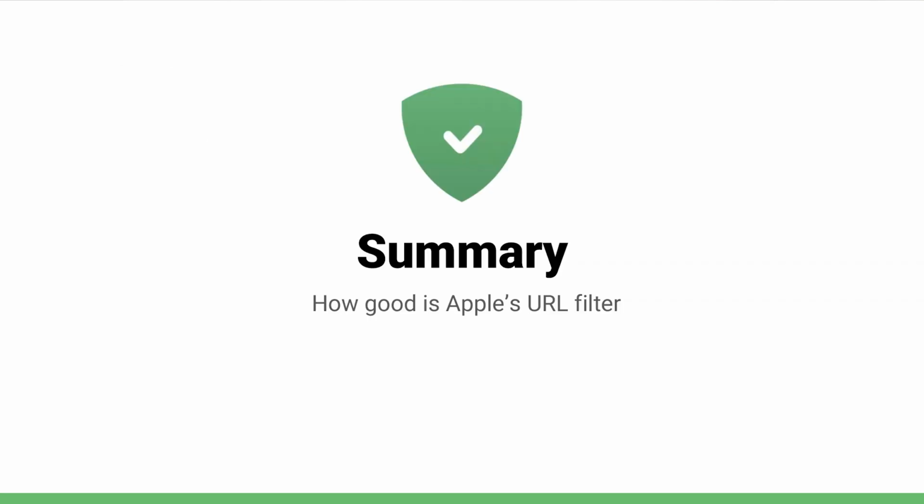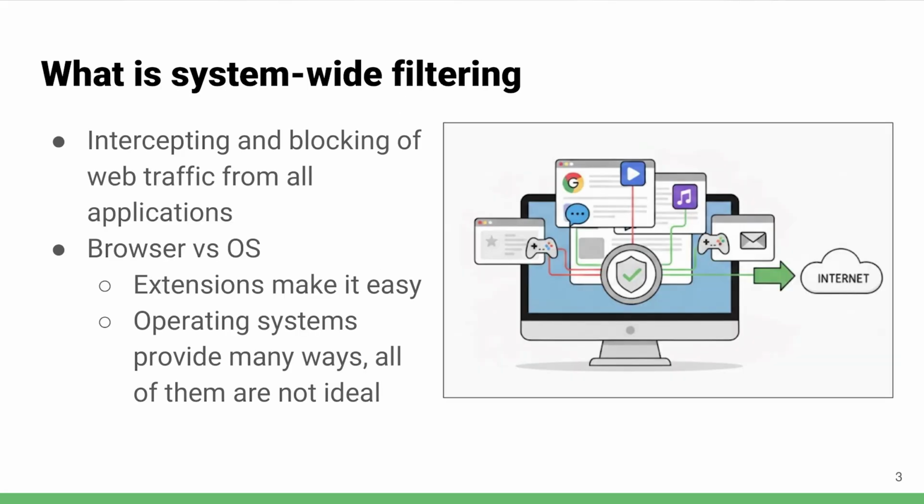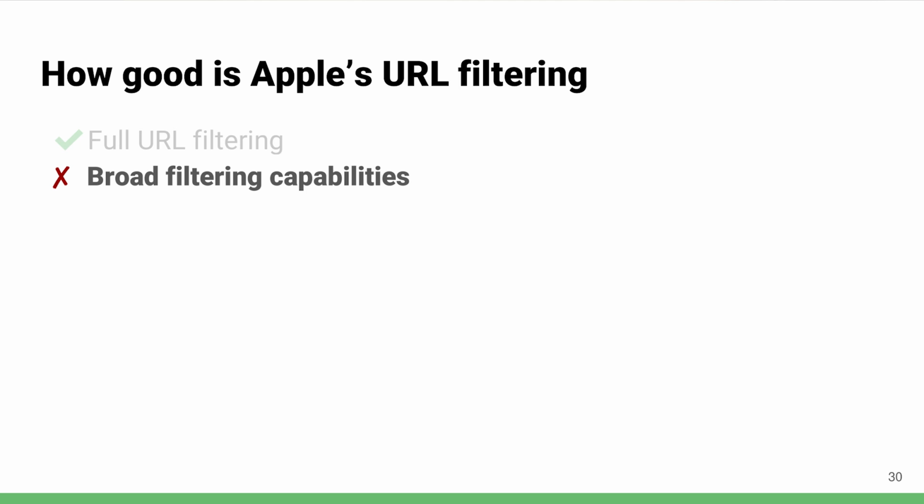So how good is Apple's URL filter? In the first part of the talk, there was a list of properties of an ideal system-wide filtering solution. Now let's revisit that list and see how Apple's new URL filtering API measures up against those expectations. The first point is full URL filtering. Checked, no questions here. Now let's move to the second point, broad filtering capabilities.